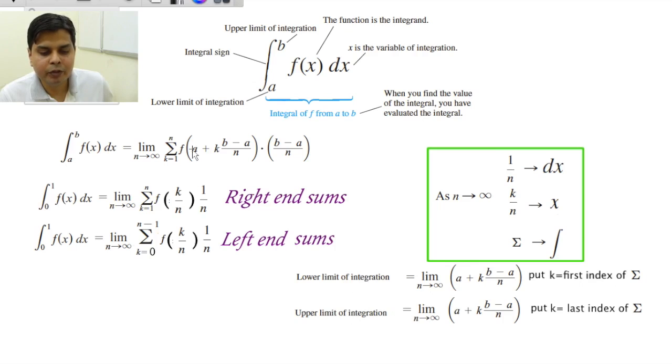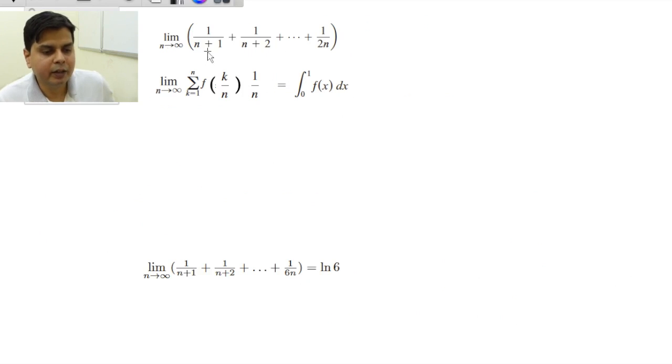Similarly, for the upper limit of integration, you put the last index, the n here, and you will get b, and then you put b as your upper limit. Suppose I have to find the limit n tends to infinity of 1 by n plus 1 plus 1 by n plus 2 till 1 by 2n.